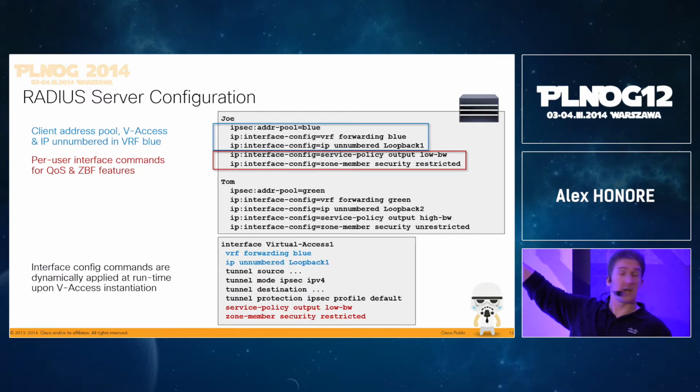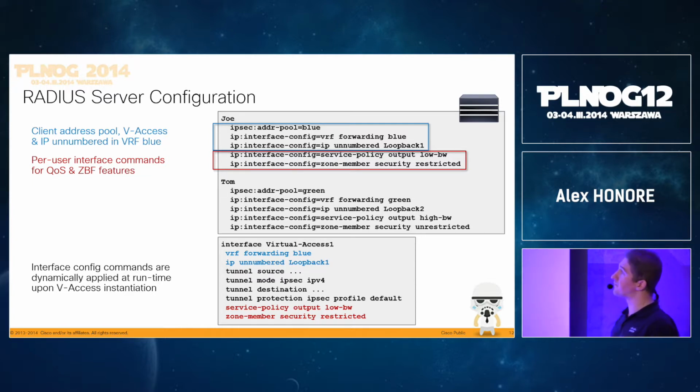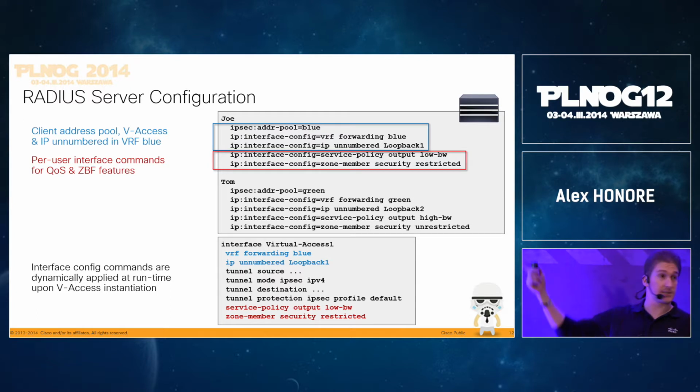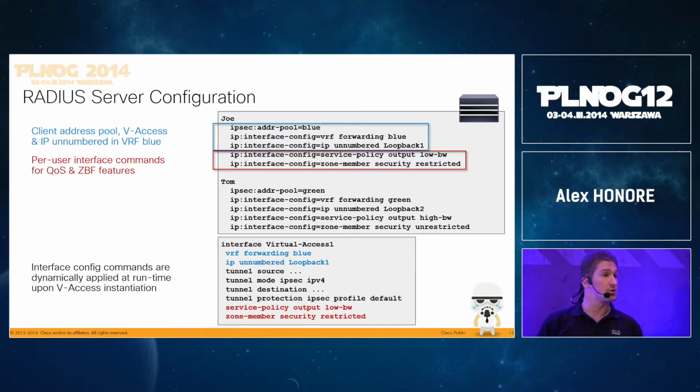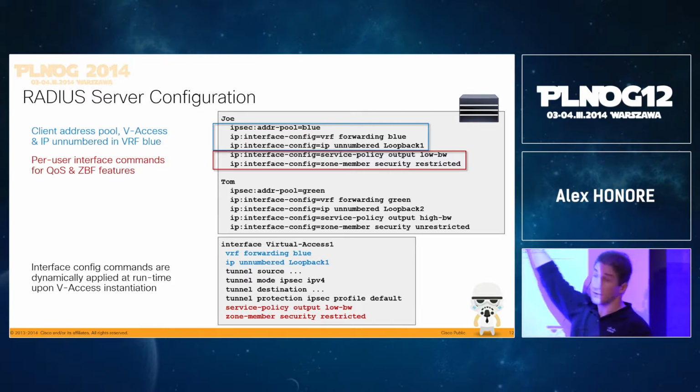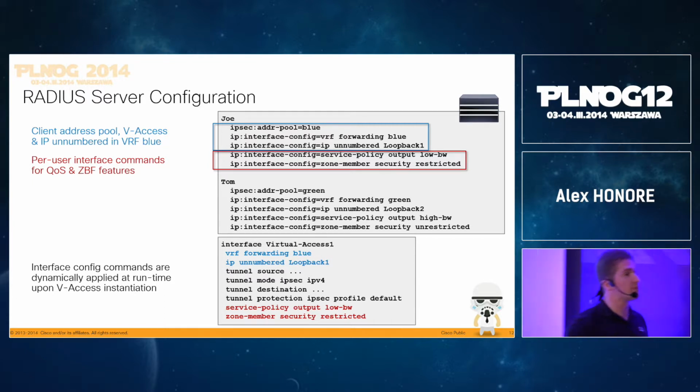VRF statement, IP unnumbered to a loopback in the VRF. This is all I need to place my user in the right routing domain. Everything else is just for additional features. I've got my service policy for low bandwidth for the top user and the zone for ZBF. This is all applied at runtime on my interface. This is actually parsed by the CLI parser, and the feature is configured that way. And I end up with a specific VAccess with the right settings for my user.